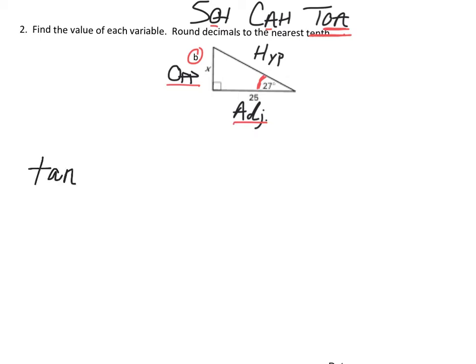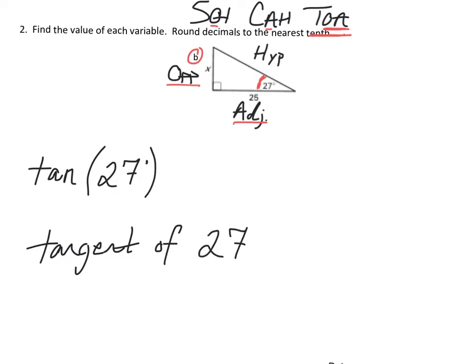So after you write down your function, immediately following that, you are going to include the angle. So the angle I'm focused on is the 27 degrees. So remember, this is saying tangent of 27 degrees. Now, to continue my equation, the tangent of 27 degrees is equal to opposite over adjacent. So when I complete my equation, it's going to be opposite on top, which is x, over adjacent, which is 25. Okay, now I have to figure out how to solve for x in this case.